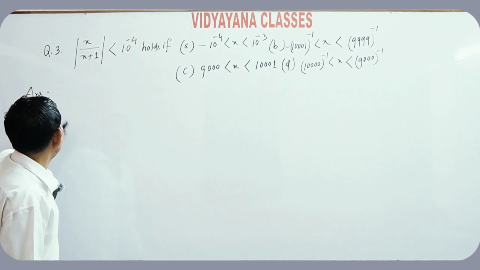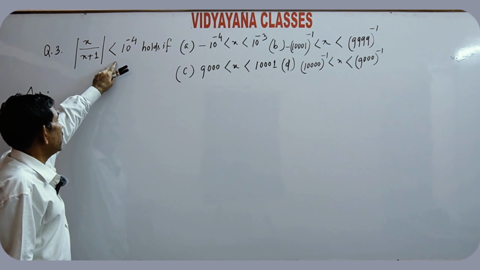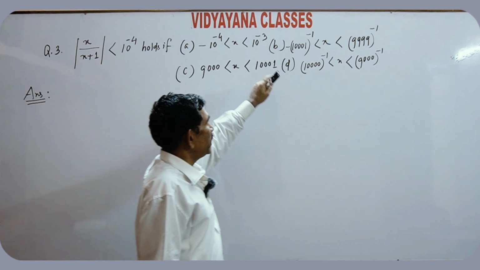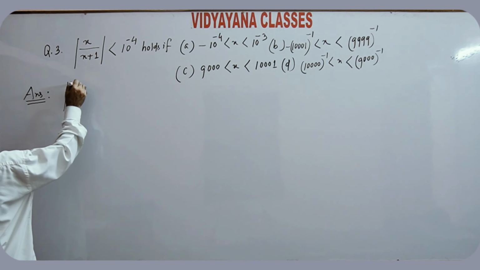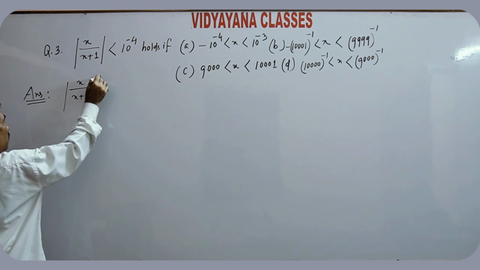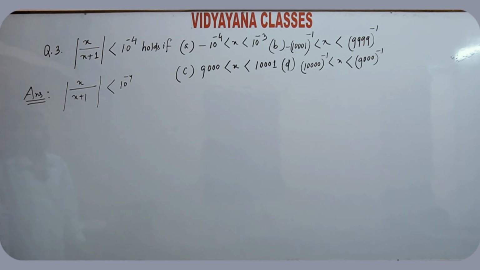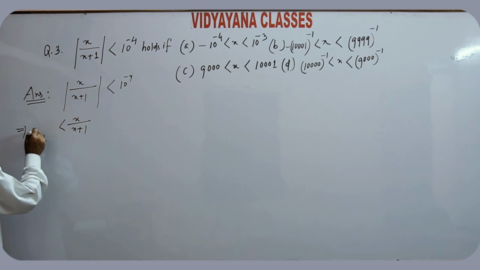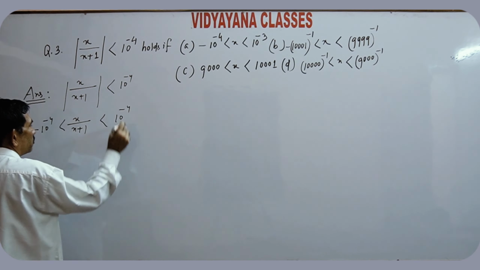Next question. Question number 3. Mod of x divided by x plus 1 is less than 10 to the power minus 4 holds if x lies in which interval? Given mod of x divided by x plus 1 is less than 10 to the power minus 4, which implies x divided by x plus 1 is greater than minus 10 to the power minus 4 and less than 10 to the power minus 4.